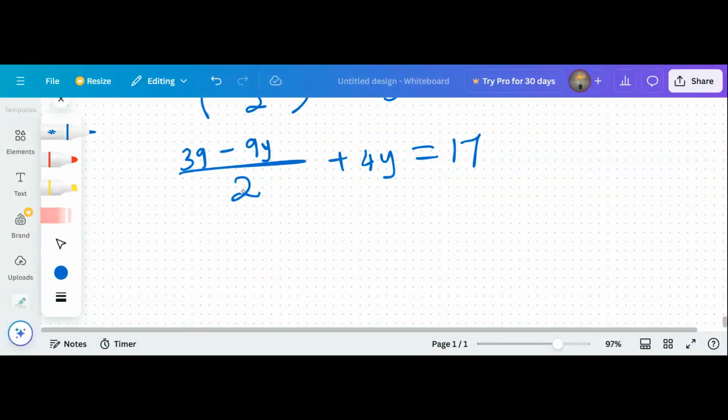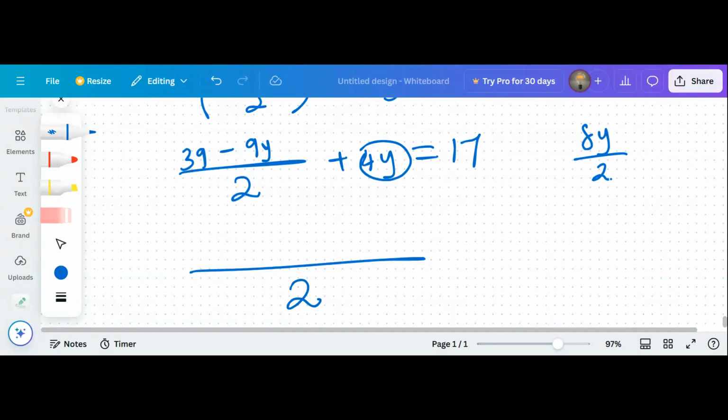So what we can do is we can take 2 as LCM. If you don't know about LCM, here there is a 2. So instead of 4y we can write 8y by 2. 8 divided by 2 is 4y. So instead of 4y we can write 8y by 2.